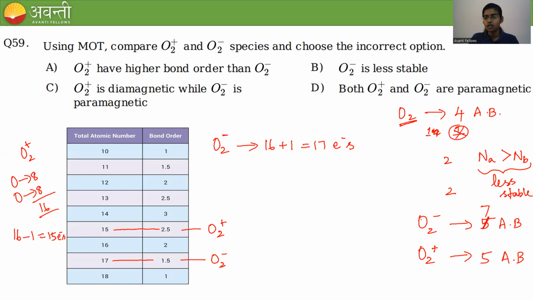So you see here, O2 minus is having 7 antibonding electrons, means that is less stable and it is the correct statement. Now we have to see option C. O2 plus is diamagnetic while O2 minus is paramagnetic. So how to find out the magnetic nature?